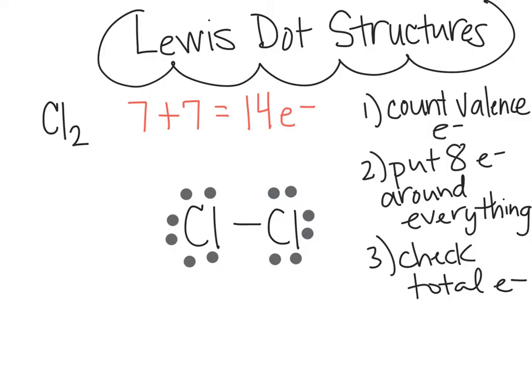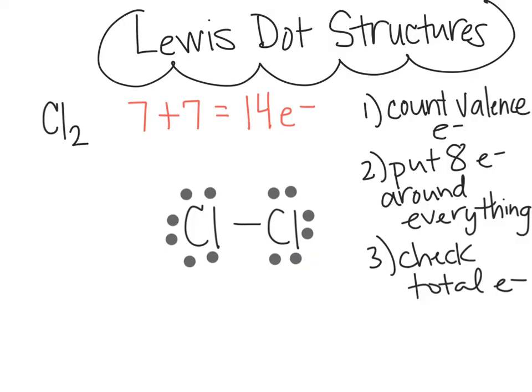We counted the valence electrons, right? And that added up to 14. Then we put 8 around everything, right? And then we checked the total, and it matches the amount that we were supposed to use. Now, what if it didn't match, all right? Then that's when we would go and try a double bond, okay? And then if the double bond didn't work, then we would go and try a triple bond. So we'll do an example like that a little bit later.